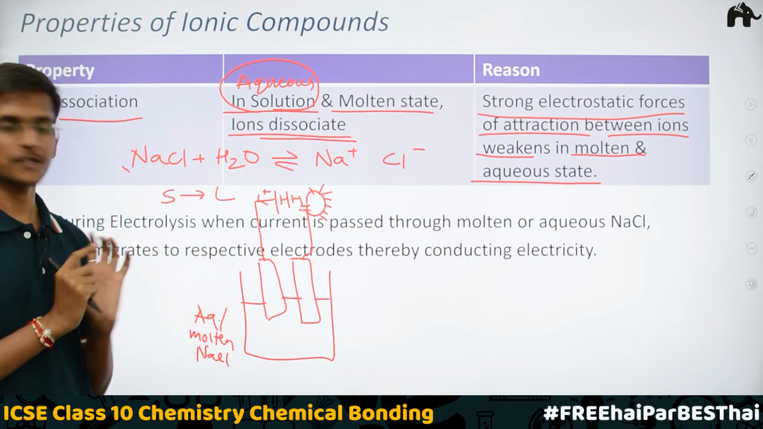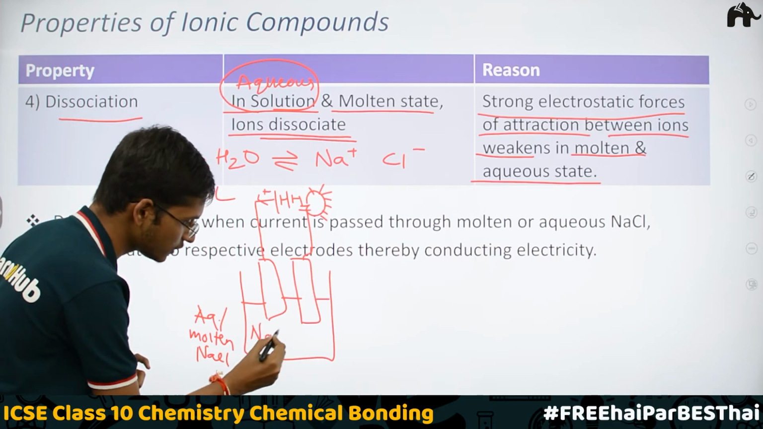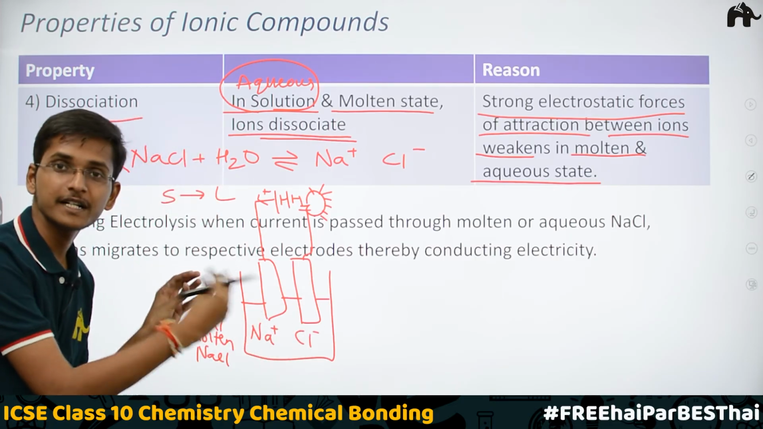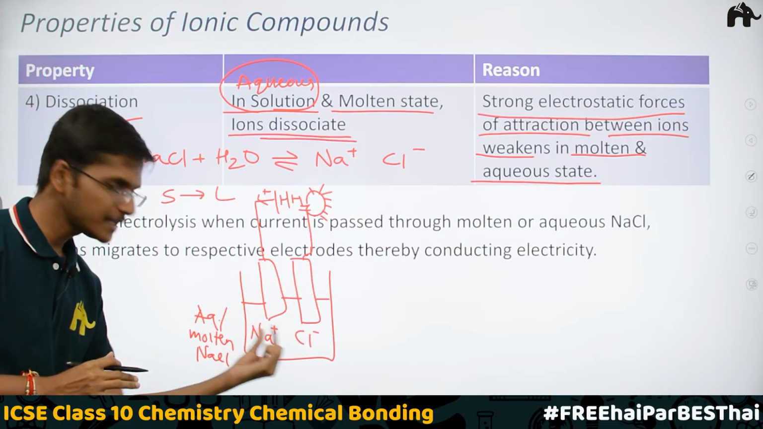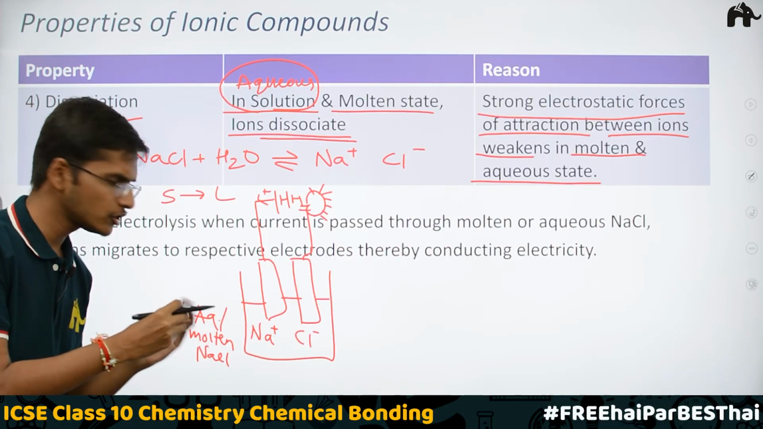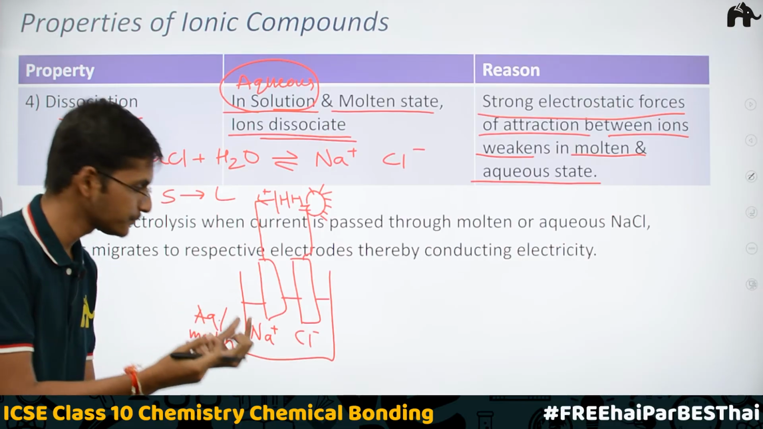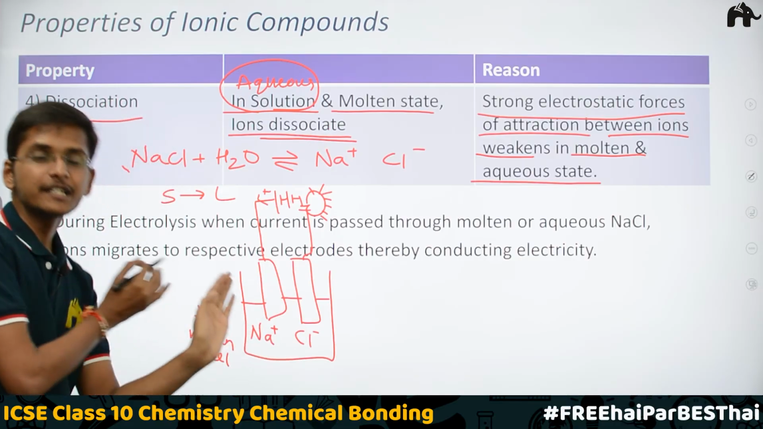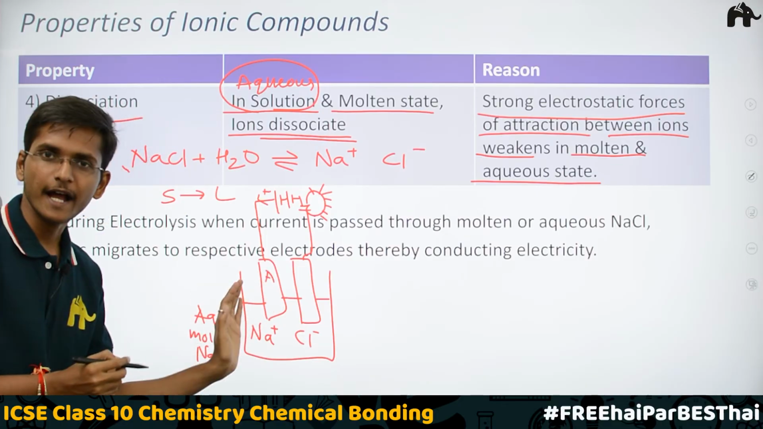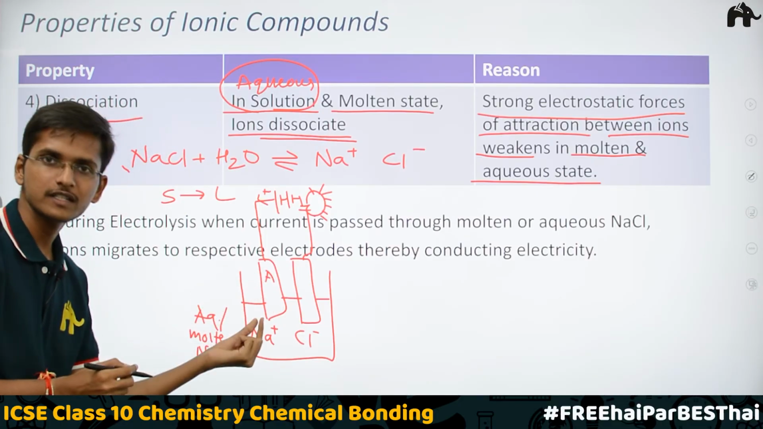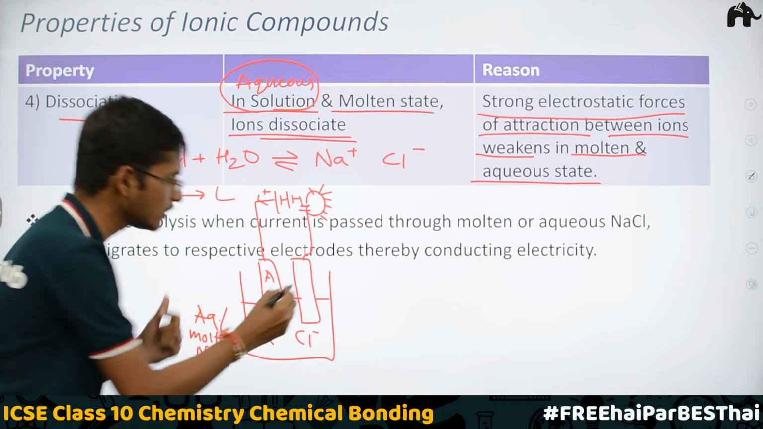Here comes our dissociation. Just now we saw that Na+ and Cl- ions are separated in aqueous and molten state, right? So these separated Na+ and Cl- ions are free to move, right? They are mobile. So they migrate to the respective electrodes. Now here this rod is called an anode, and this rod is also an electrode, and this is a cathode.